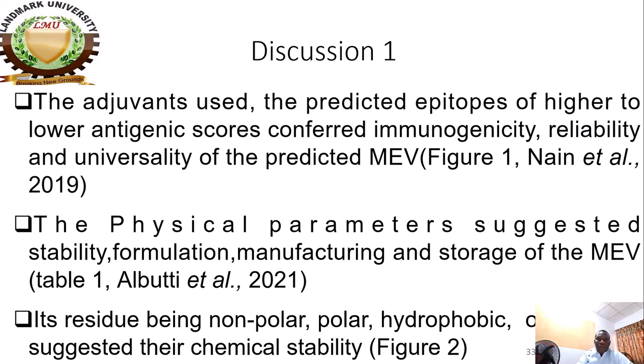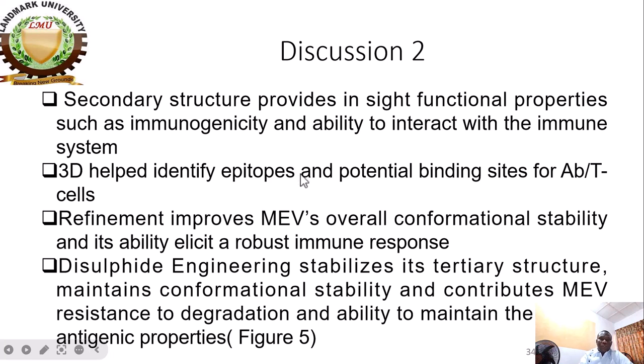Also, the secondary structure provides an insight for us to predict the functional properties in terms of immunogenicity and the ability to interact with the immune system. The 3D structure, as predicted here, also helps us to identify the binding sites for antibodies and T cells.